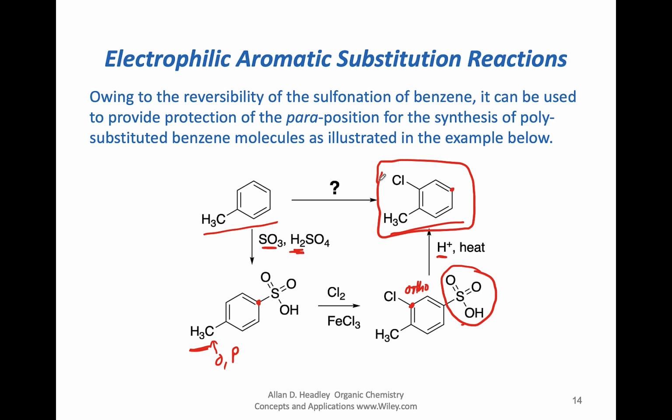So that's a practical application of the sulfonation of benzene. It can be used to block a position here, carry out another reaction to put a substituent over here, and then take it off after we're done.